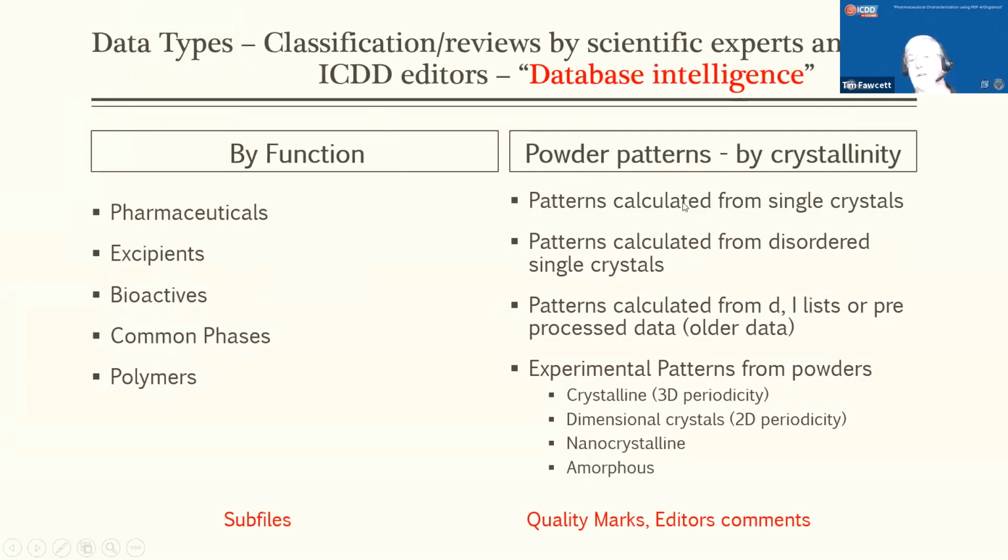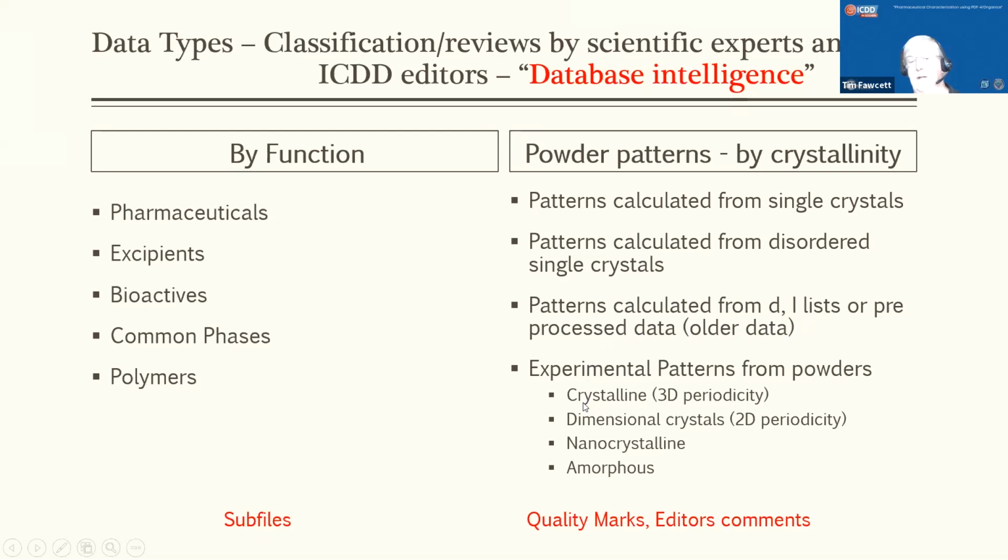So we have patterns calculated from single crystals. We have patterns calculated from disordered single crystals. These are much more challenging because you have to look at where they calculated. Did you get the electron density in the right location? This all goes into the accuracy of the pattern that you calculate for it. We have patterns calculated from older data, and a lot of statistical analysis goes in to make sure that our calculated patterns do represent the materials from this older data.